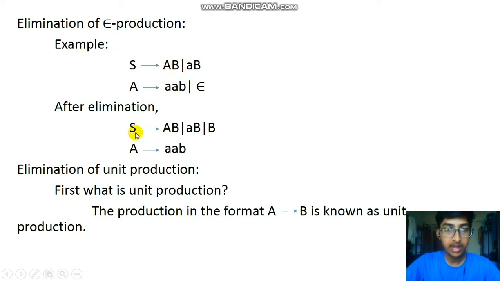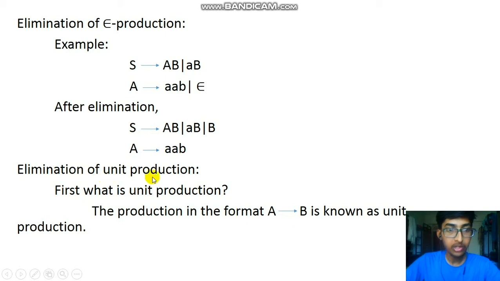First write as it is. S defines capital AB and small ab. First write as is. Now substitute epsilon in place of A. When we place epsilon in place of A, we will remain with B, and A defines AAB.